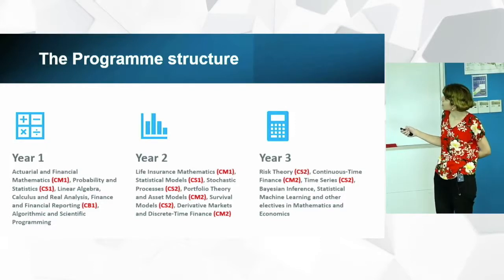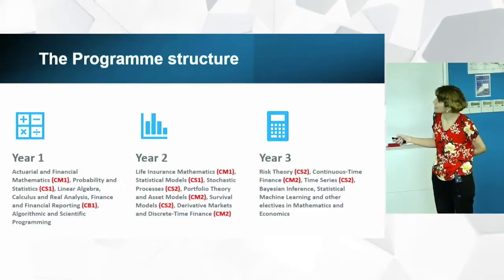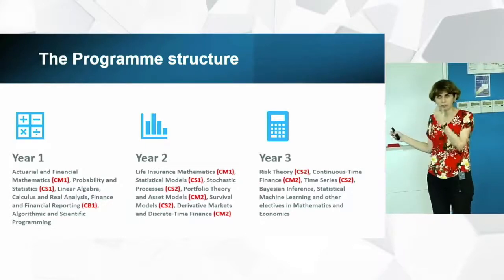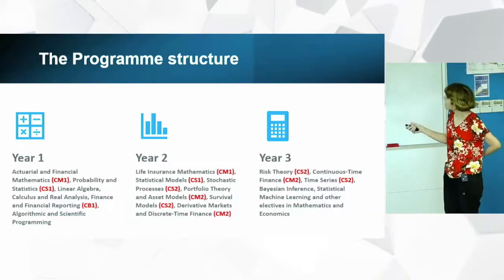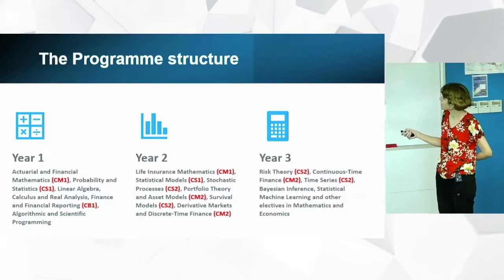You can also get exemption, for example, by taking Statistical Models A and B, and also Probability and Statistics A and B. So 4 courses is equivalent to one of the exemptions. And then we have Portfolio Theory and Asset Models. We have Derivative Markets and Discrete Time Finance. These are all about CM2.